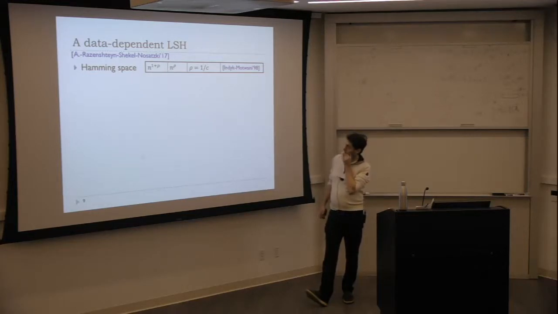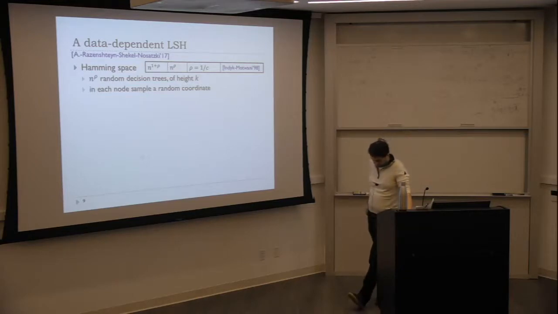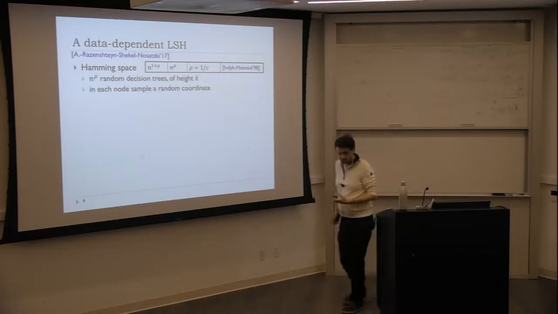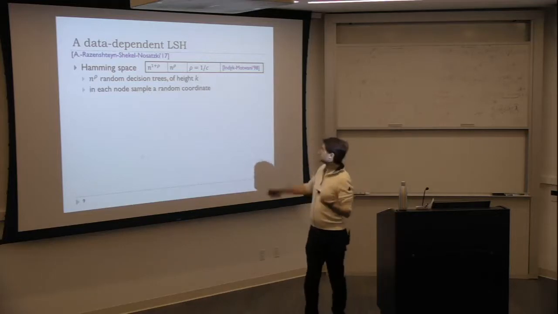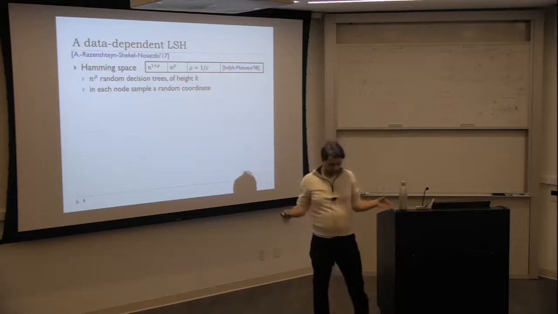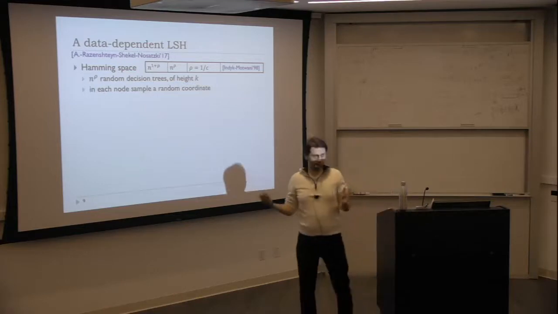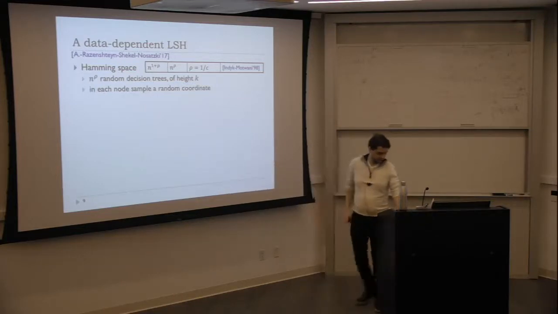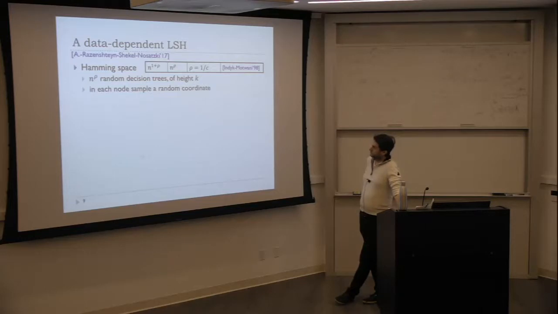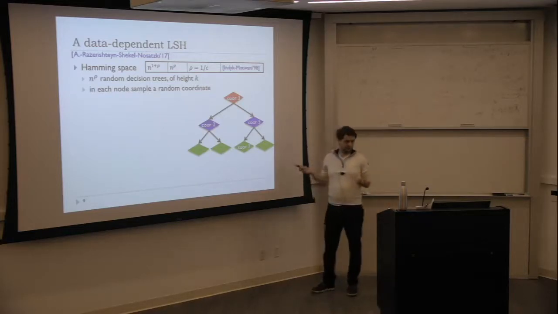Here's how it goes. We will again have n to the power rho tables, for some parameter rho which will be better than that one. For each of them, instead of a hash table, we'll actually keep a decision tree. It's almost equivalent, but for us it's more convenient to keep a decision tree of height k. Okay, and what does the decision tree look like? Well, it's very similar to the bit sampling one, right?